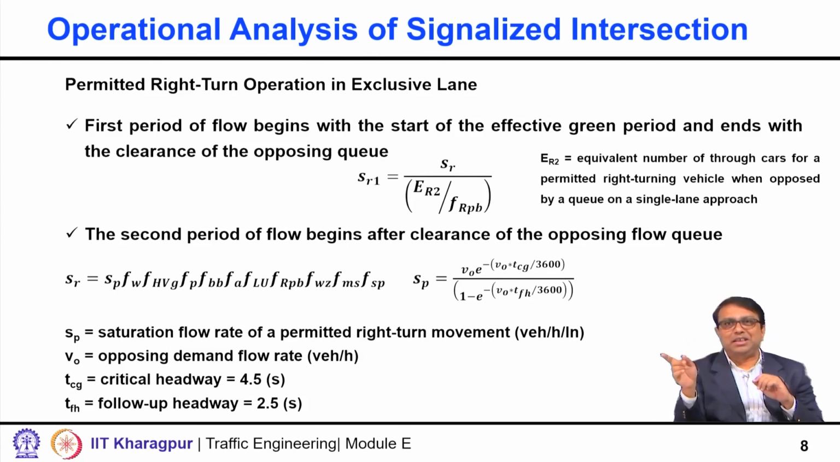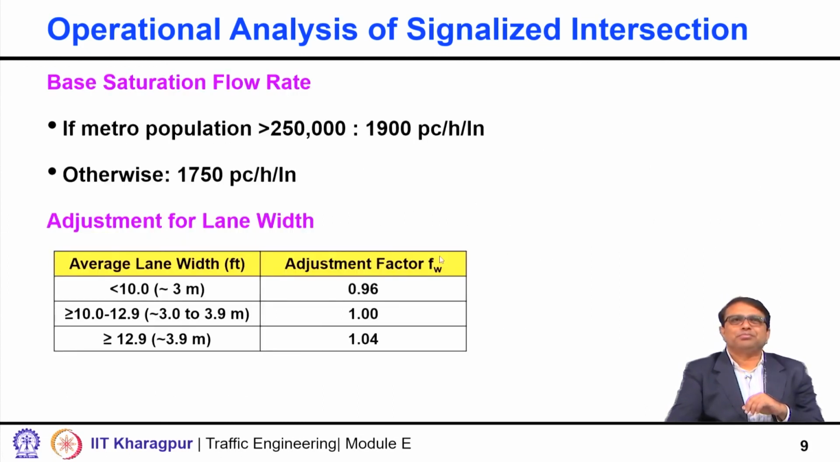For a permitted right turn, that means the opposing vehicle is considered when opposed by a queue on a single lane approach. The vehicles are in the queue for the through movement, the opposing through movement. So, that equivalency factor is different than the normal right turn equivalency, and of course, the pedestrian part will also come. It will again get impacted by the pedestrian. So, FR, right turn vehicle, and the pedestrian bicycle adjustment. So, that is what it is.